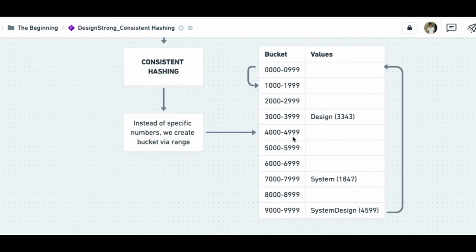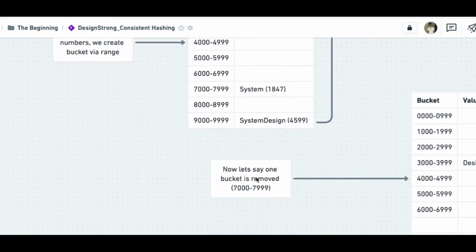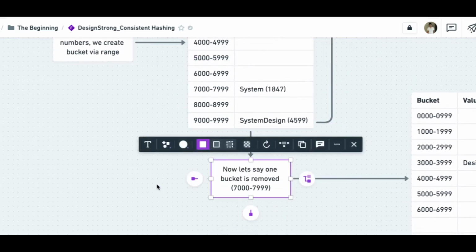So every bucket has the same size, and the values design, system and system design are in buckets 3, 7 and 9. Consider consistent hashing also as a hash ring, because if there is a value which is more than 999, then it will go again into the same bucket and this ring will continue. So 0, 1, 2, 3, 4, 5, 9, and then the same continues again, because these were the mods that we calculated. Now in the same example, let's consider a situation where a bucket is removed.